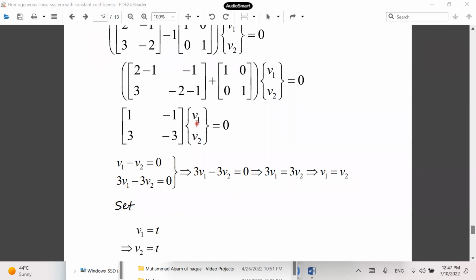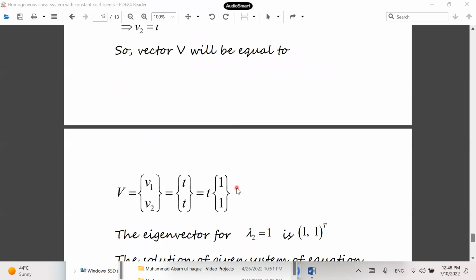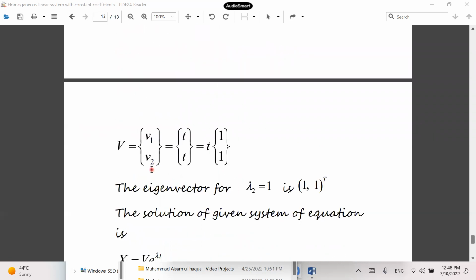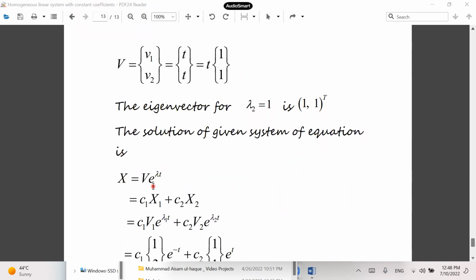So when we multiply, we get v1 minus v2 equals to 0 and 3v1 minus 3v2 equals to also 0. So 3v1 equals to 3v2. So v1 will be equals to v2. We set v1 equals to t. And so if v1 is t, v2 is also t. So after that, we will get the required eigenvector v1, v2 equals to t and t. If we take t as common, it becomes 1 and 1 here. So the eigenvector for lambda 2 is 1 and 1.